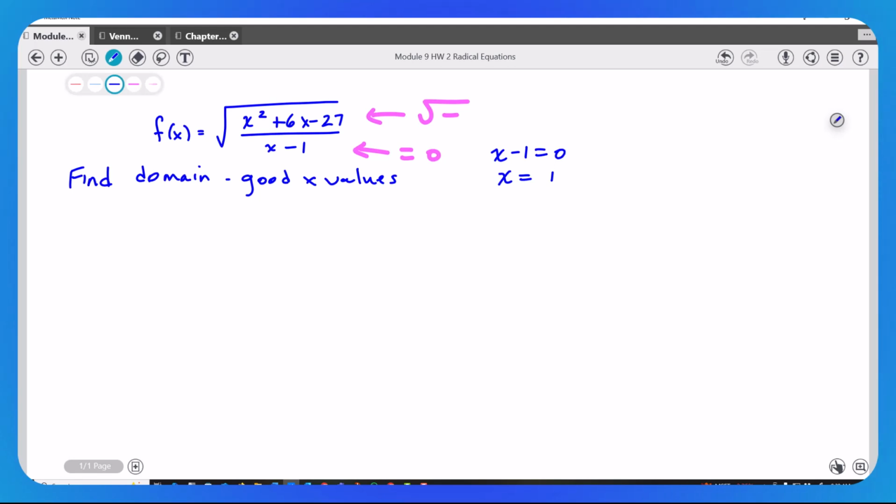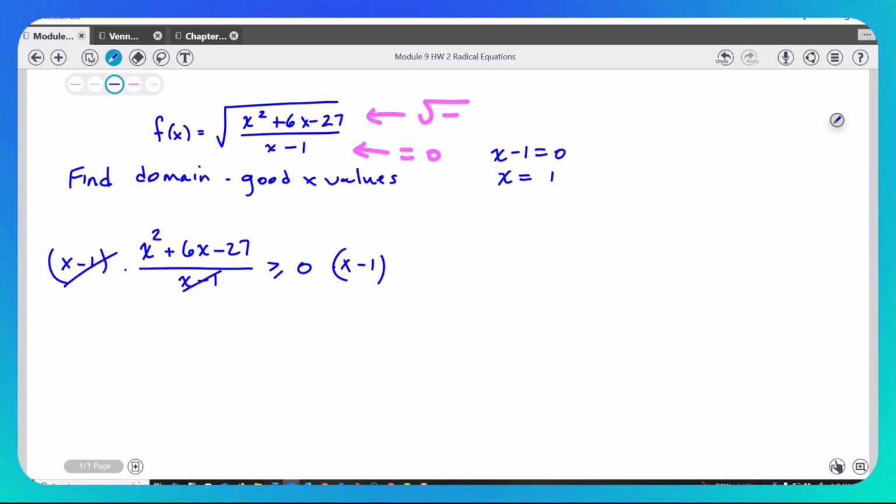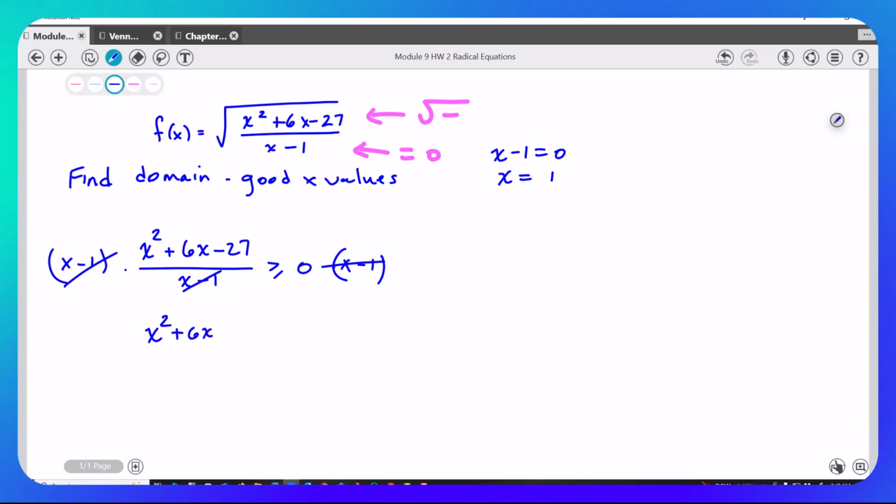The other thing we need to do is take what's under the square root and state that this needs to be greater than or equal to 0, because if it's less than 0, then it will be a negative. What I would do is first multiply both sides times x minus 1. And so you can see this cancels, and 0 still just becomes 0. So I have x squared plus 6x minus 27 greater than or equal to 0.